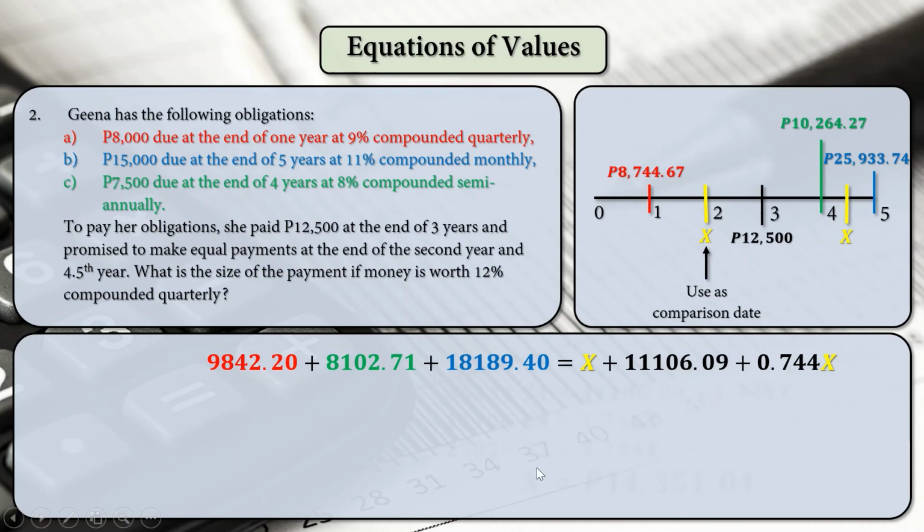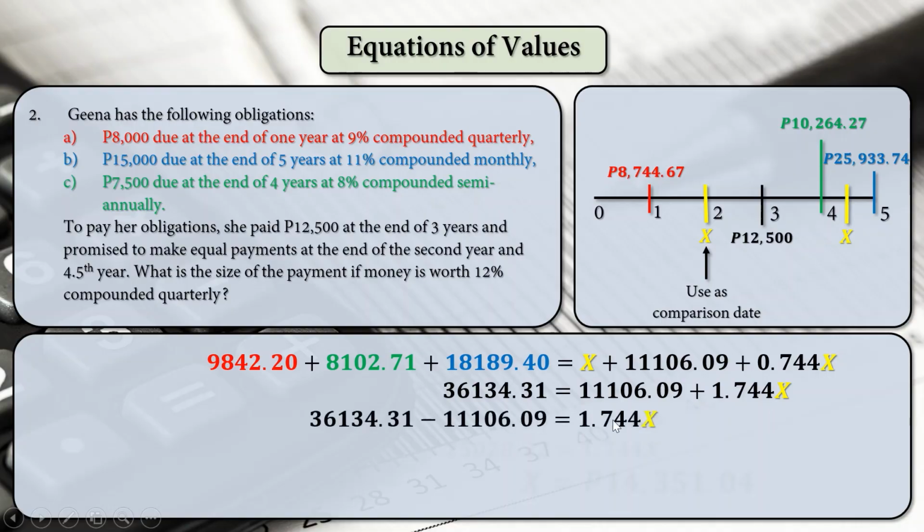And so adding the three values sa ating left side ng ating equation, that will be equal to 36,134 pesos and 31 centavos, equal to this one, 11,106 and 9 centavos. Combining yung dalawang X variables natin, may 1 kasi dito. So 1 plus 0.744, that is 1.744x. Then ililipat natin yung 11,000 from right to left of our equation. That will be equal to 25,028 pesos and 22 centavos, equal to 1.744x. Dividing both sides by 1.744 in order to find for the value of x, which is our single payment.